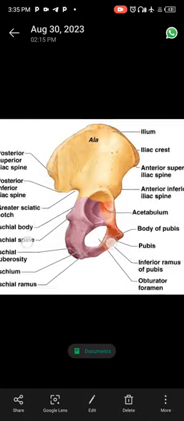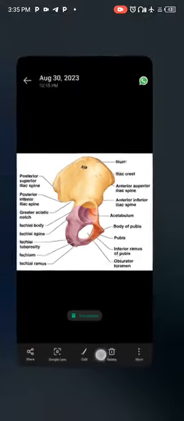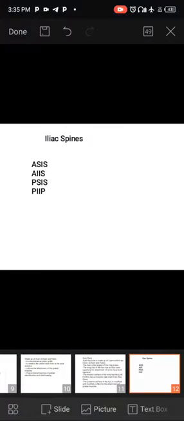While knowing these spines, you also need to know certain things that are common to these spines. So we'll pick each of these spines one after the other. Let's start with the ASIS, the anterior superior iliac spine. It's very, very important. It is common to note that this ASIS is the origin for the inguinal ligament. It serves as the origin of the inguinal ligament.